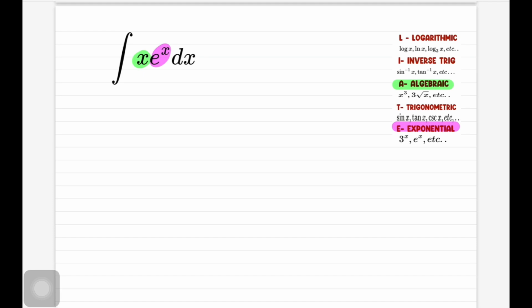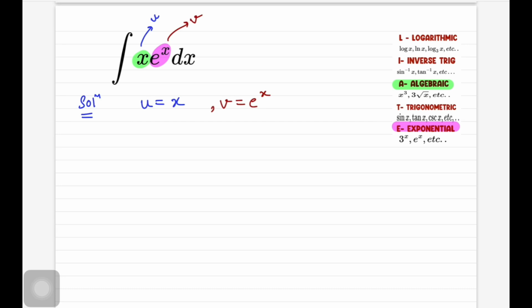So which one is coming first in the sequence of the LIATE rule? A is coming first. So that's why in our problem u will be x and e to the power x will be v of the problem. Okay, so I'm writing here whatever I'm choosing. So here u equals x and v equals e to the power x.